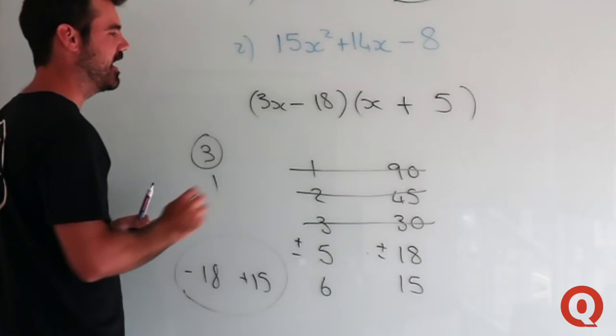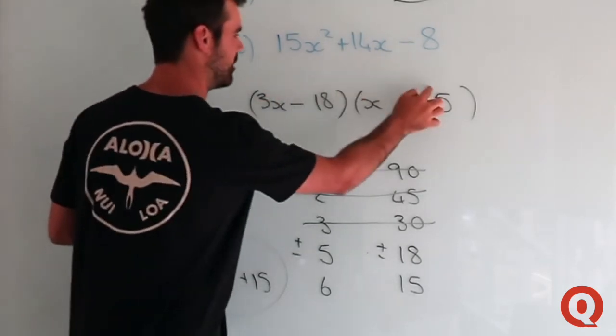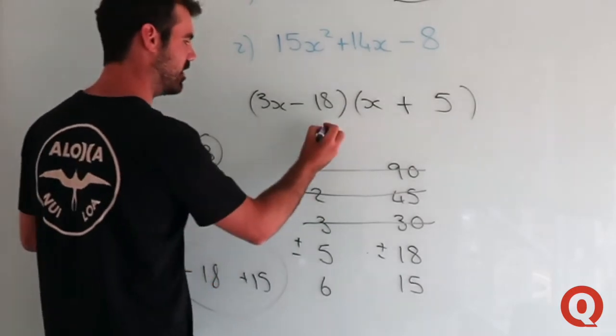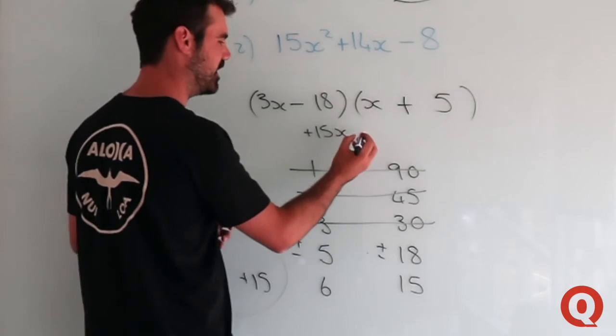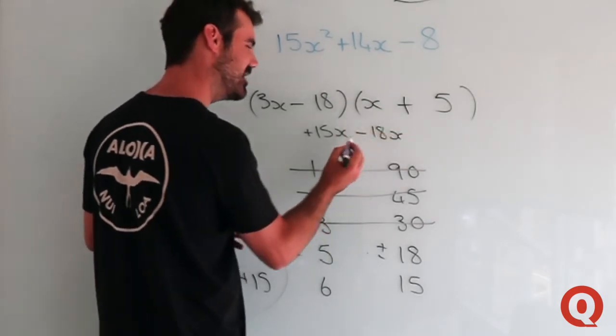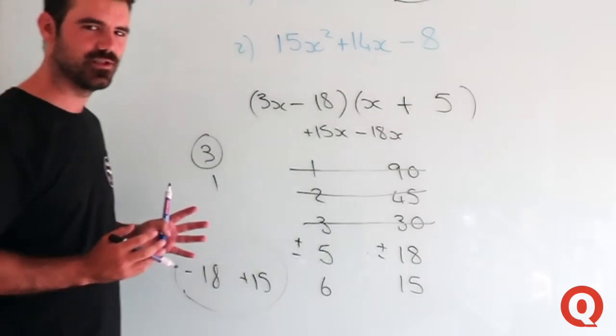Because when I multiply it out, it's going to be 3x times x, which gives me 3x squared. 3x times a positive 5, which gives me the positive 15x. I'll just write this one out so you can see it. And then the negative 18 times x gives me the negative 18x, which then takes me to that negative 3x. I hope that one made sense to you.